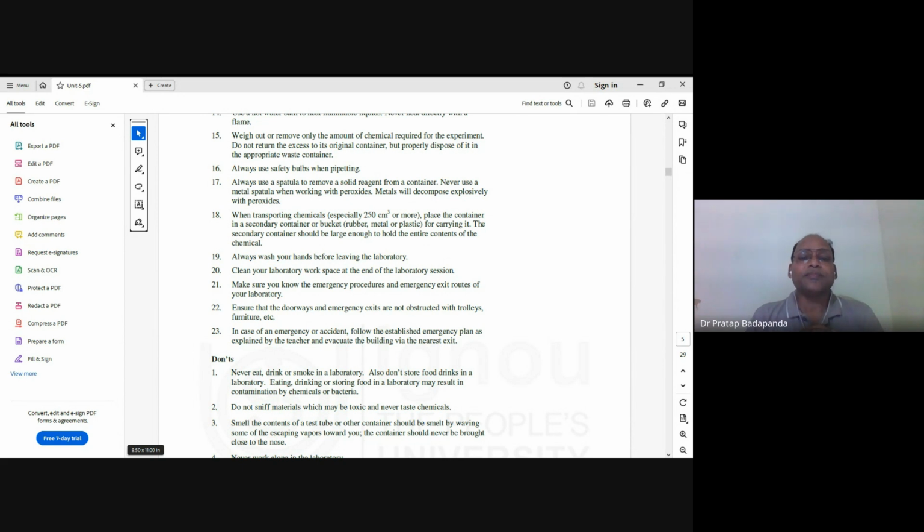Next, make sure you know the emergency procedure and the emergency exit route of your laboratory. That is important. Ensure that the doorways and emergency exits are not obstructed with trolleys, furniture, etc. Ensure that your route is neat and clean. In case of an emergency or accident, follow the established emergency plan as explained by the teacher and evacuate the building via the nearest exit.